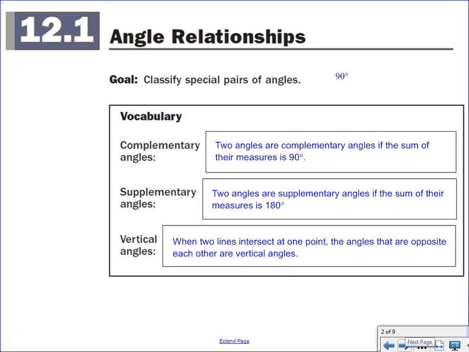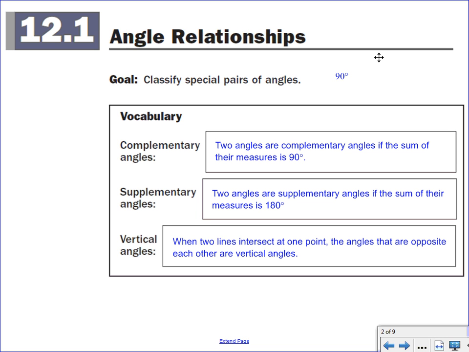Today we will be working with chapter 12.1, looking at angle relationships. Our goal for today is to classify special pairs of angles. Complementary angles: two angles are complementary angles if the sum of their measures is 90 degrees.